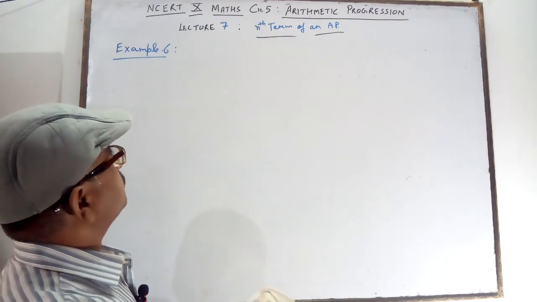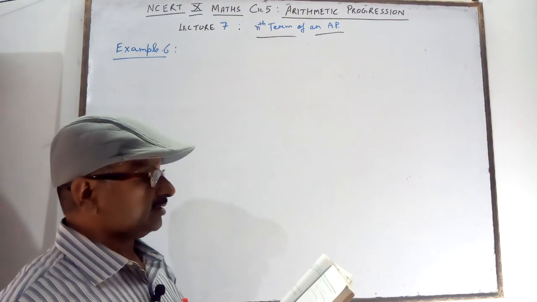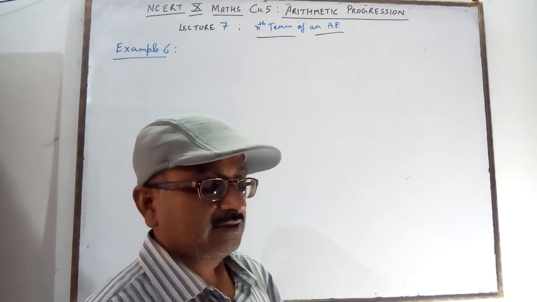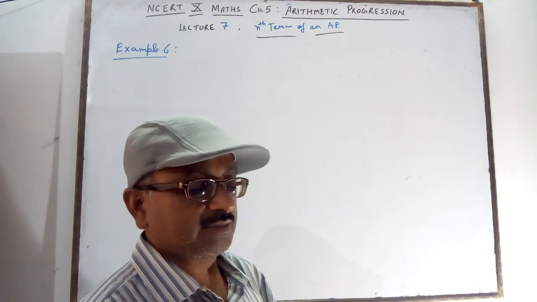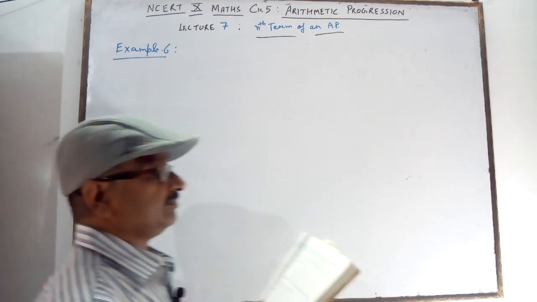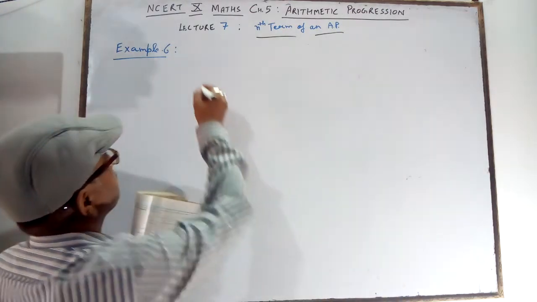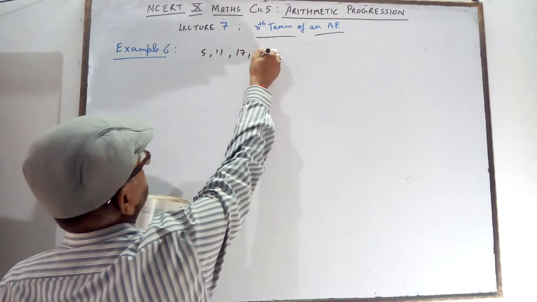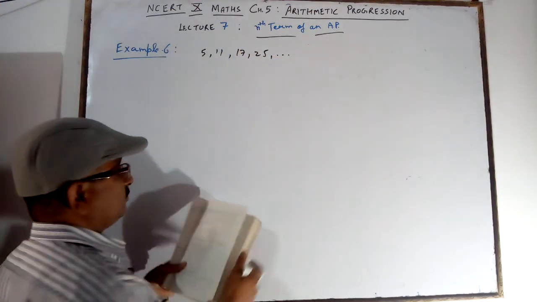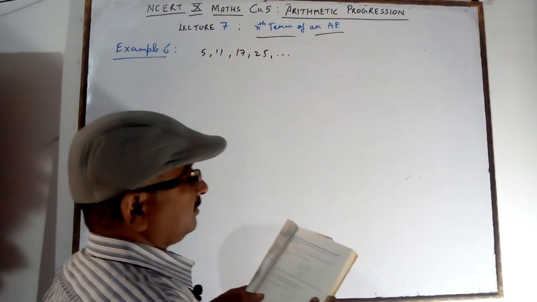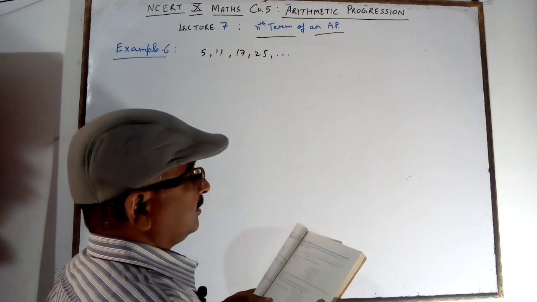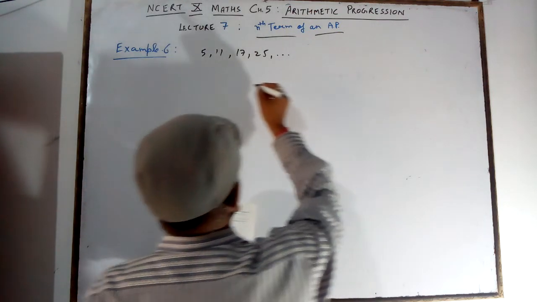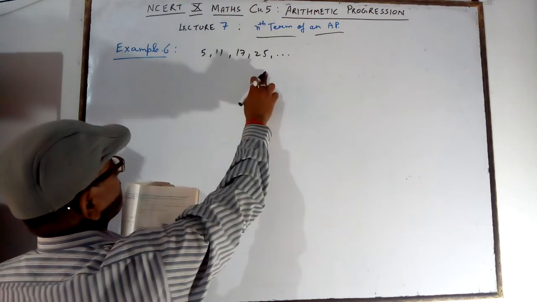In the previous lecture I told you example 6. Now, in example 6, you check whether 301 is a term of the list of numbers 5, 11, 17 and 25. You want to check whether 301 is a term of this AP or not.